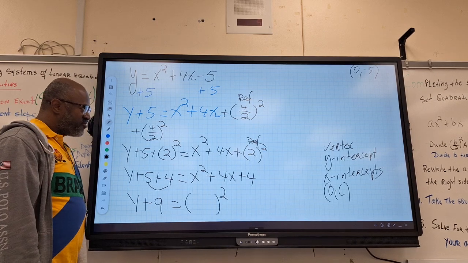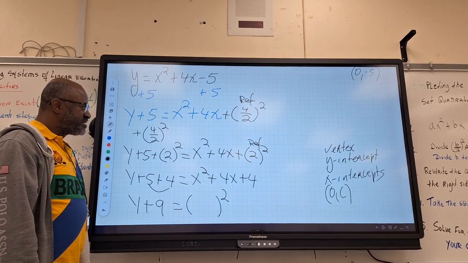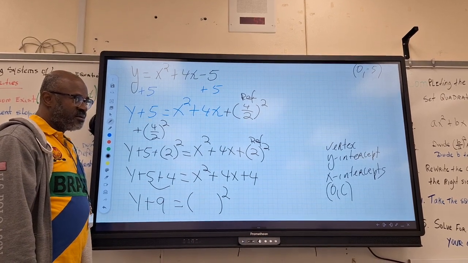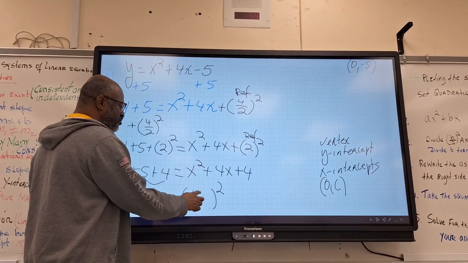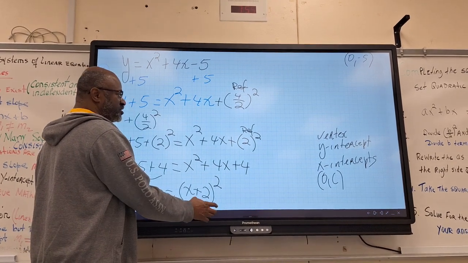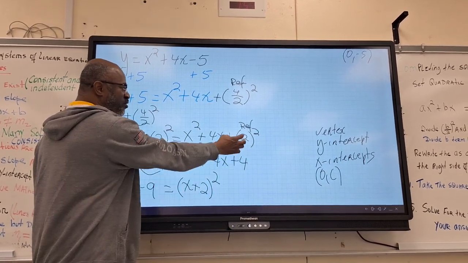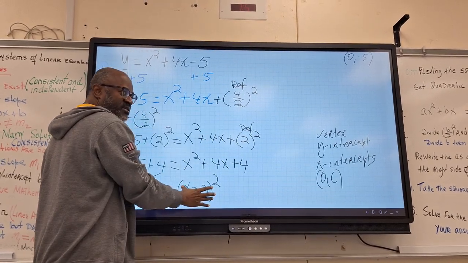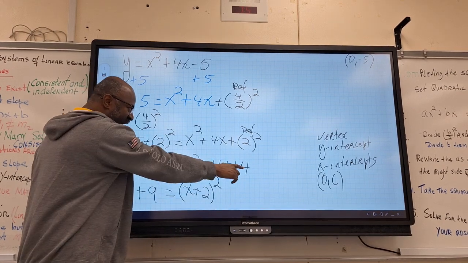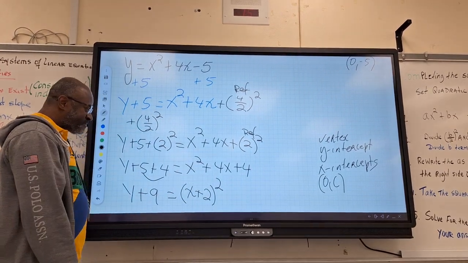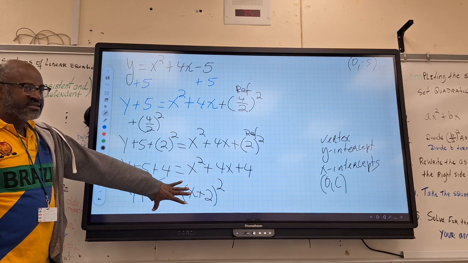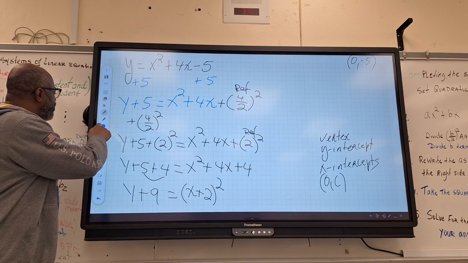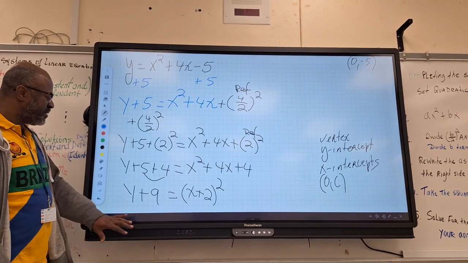This is where many of you have your issues. What goes inside the parentheses? x plus 2. Some of you keep putting x plus 4. No, it's always whatever b over 2 was. 4 over 2 is 2. That's what goes inside the parentheses squared, not that number. Right? Here, this equation is almost in vertex form. We're going to use that also to find the x-intercept.